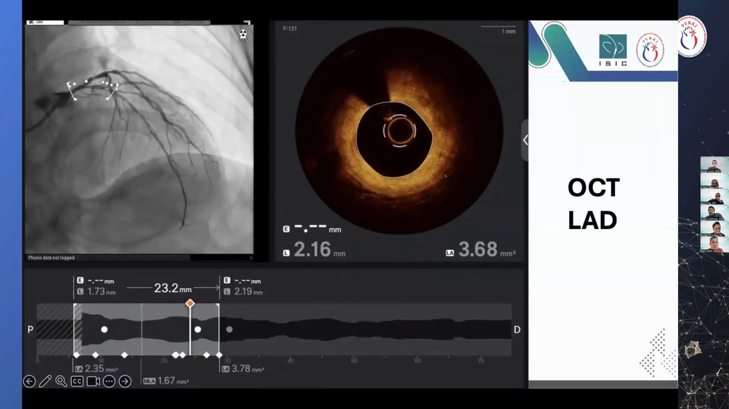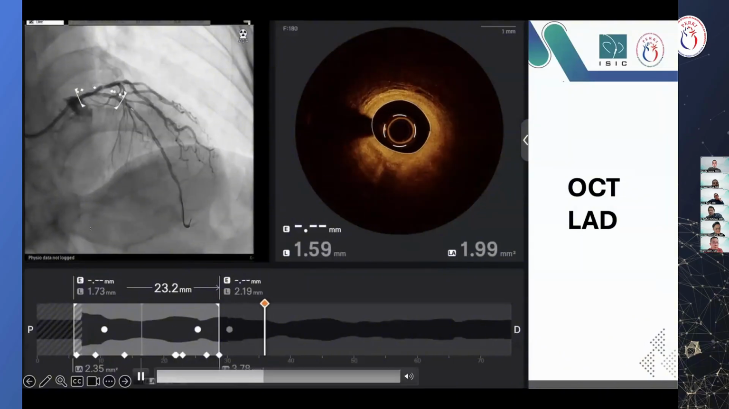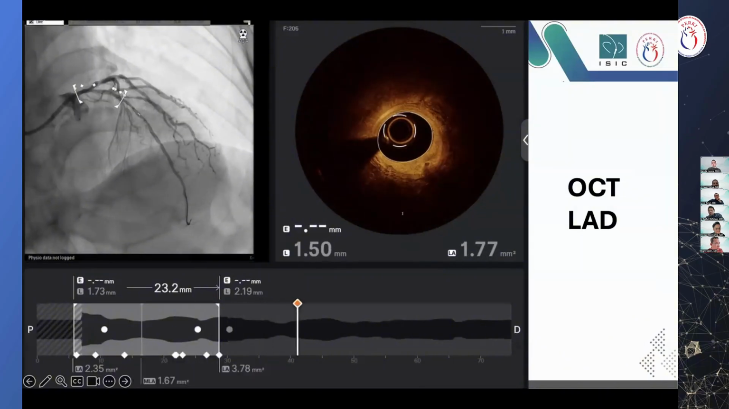Okay, Dr. Fauzi, do you want to discuss up till here, or? No, just proceed, okay, until we got the OCT finding.